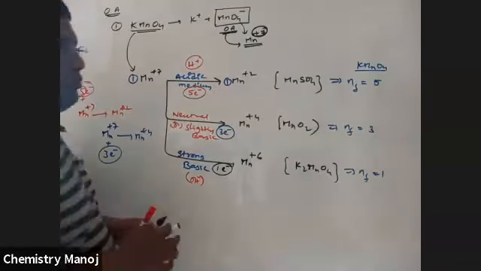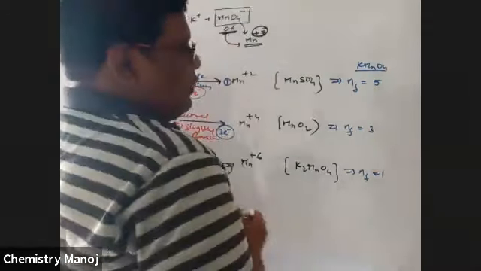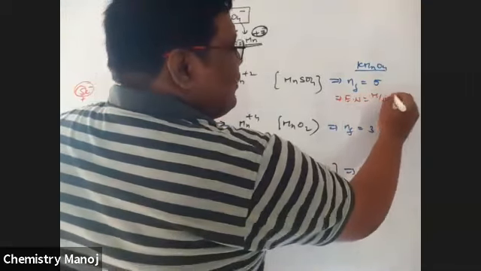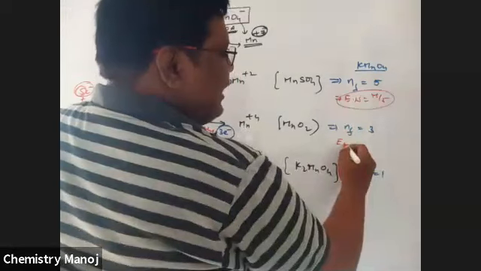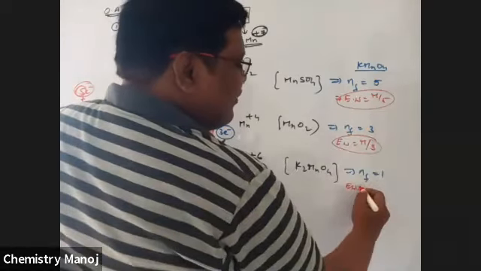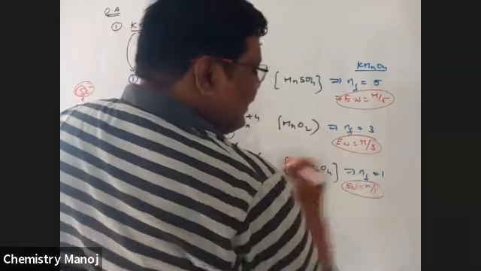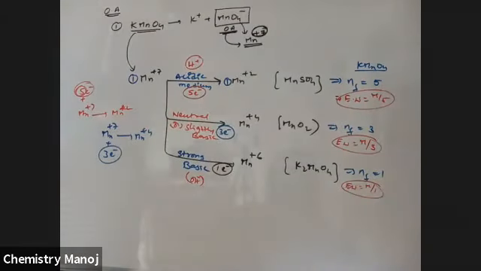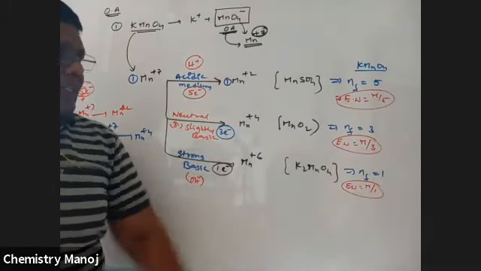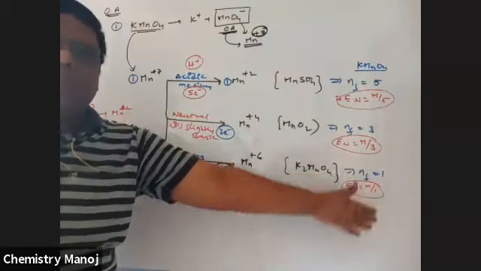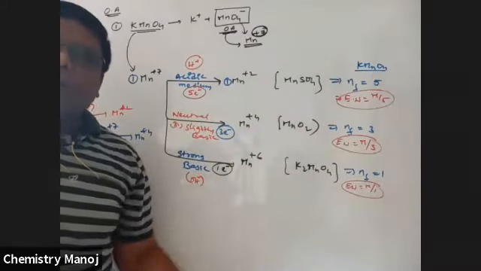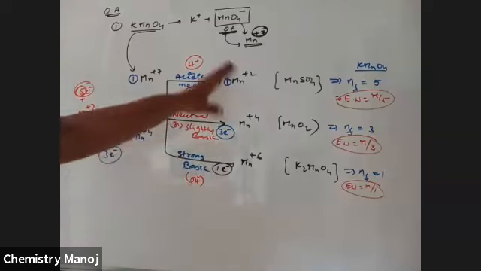Therefore, equivalent weight is equal to molecular weight by 5. In this case, equivalent weight is equal to molecular weight by 3. In this case, equivalent weight is equal to molecular weight by 1. So for KMnO4, is the equivalent weight a constant? No, because it may be by 5, by 3, or by 1, depending on the reaction conditions. So these are the equivalent weights.